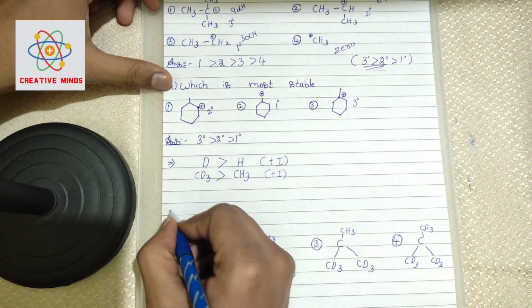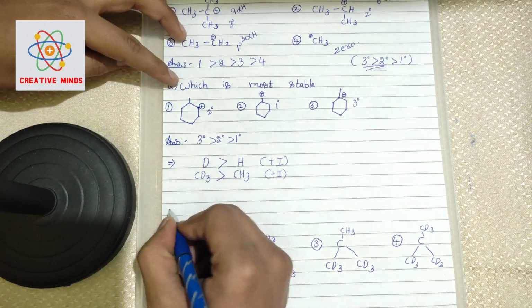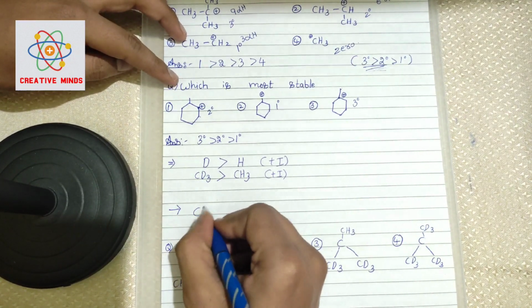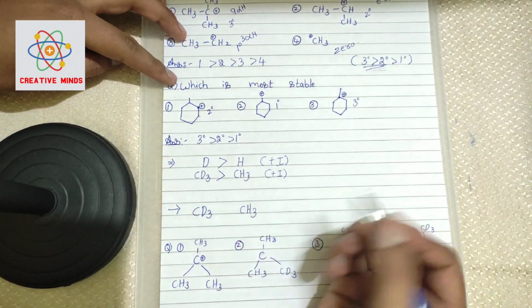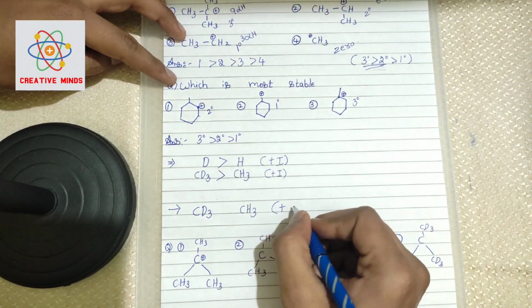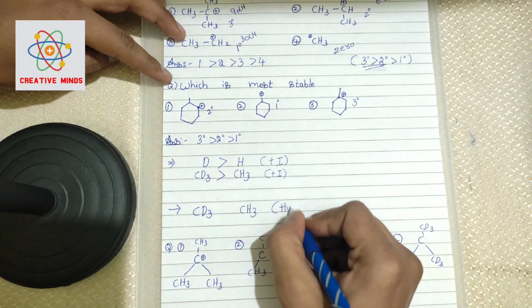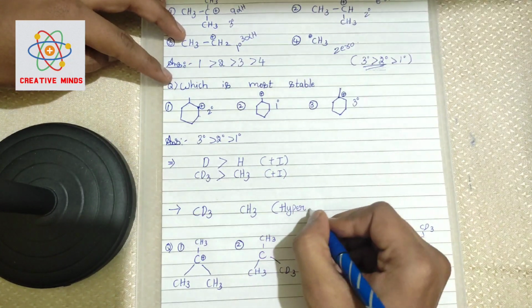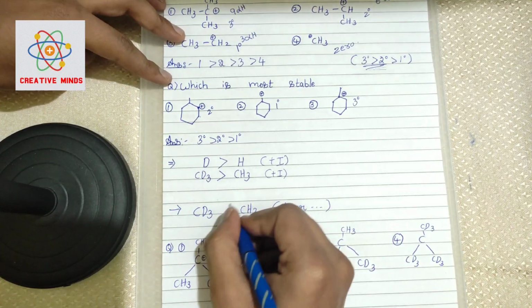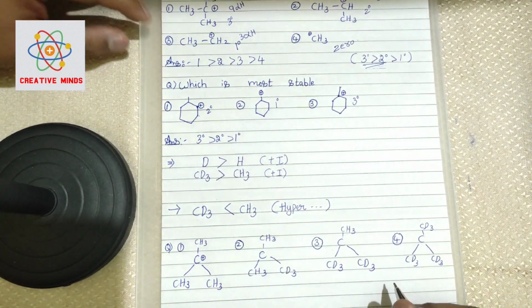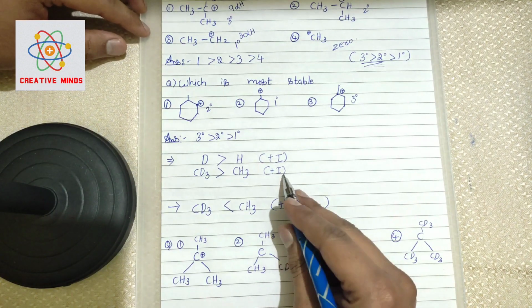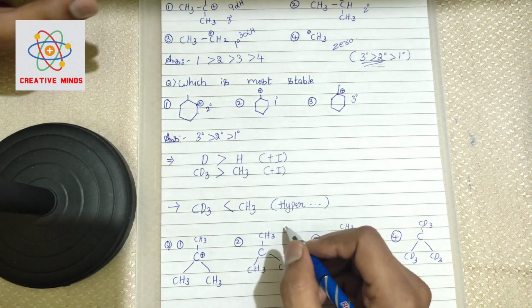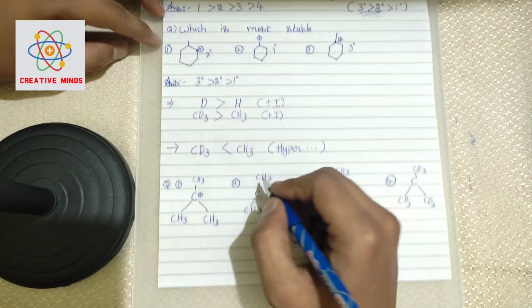Okay, now comes the major point. As we are dealing with hyperconjugation, now suppose they give you CD3 and CH3, and they ask you which is most stable with respect to hyperconjugation, then CH3 will be most stable, right? Because in hyperconjugation we will not be dealing with the inductive effect, we will be dealing with alpha hydrogen. Okay, now I'll apply this concept on one example.